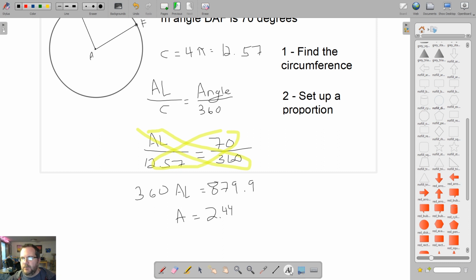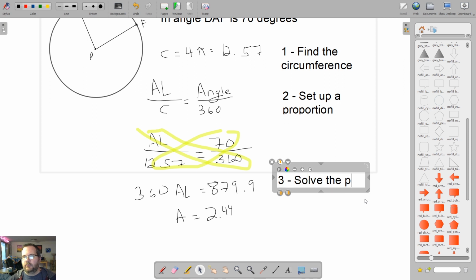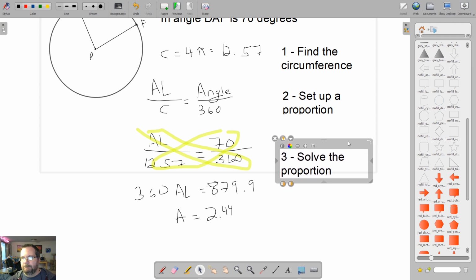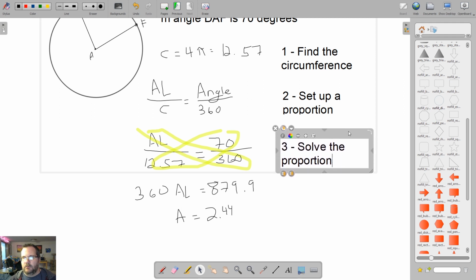I guess I should add a step 3 here after set up the proportion. Step 3: solve the proportion. I'm going to put that right here.